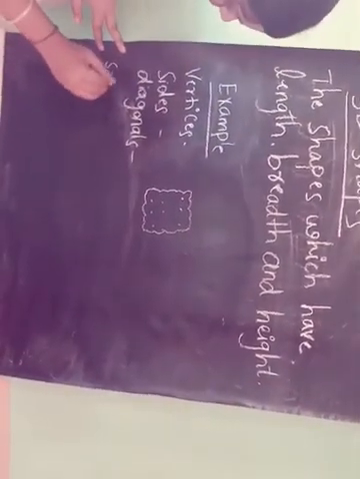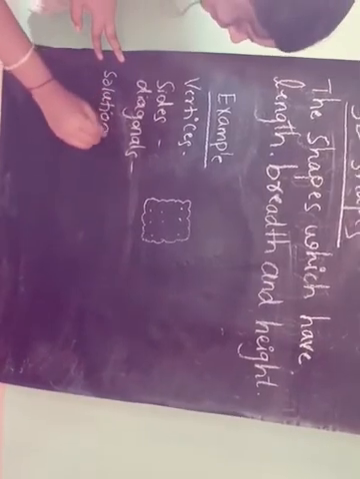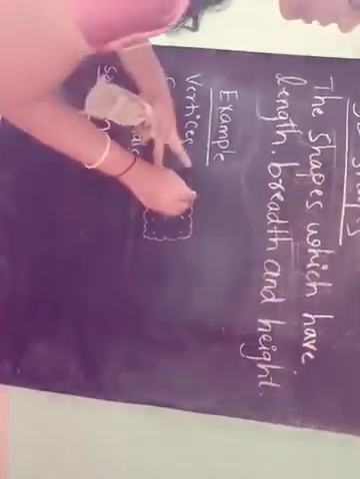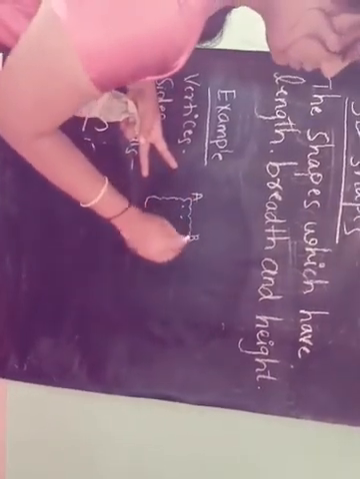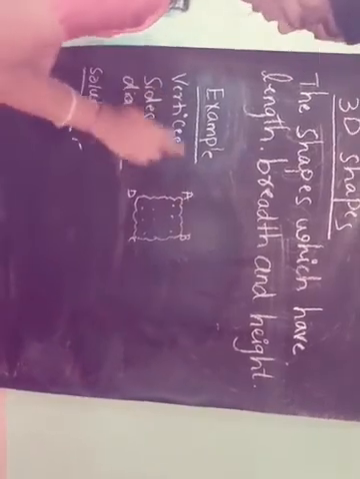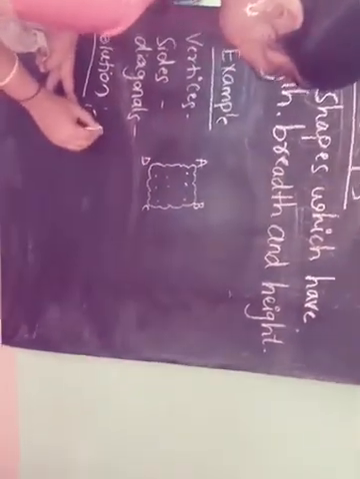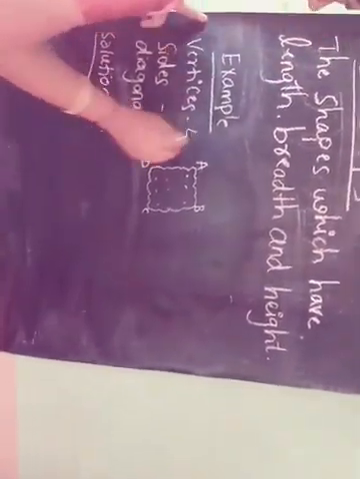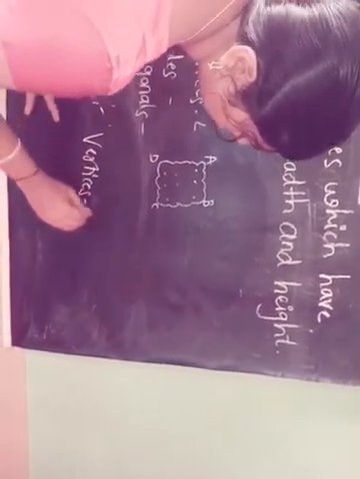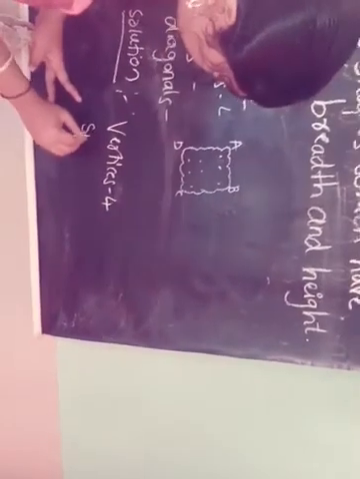How will you write? So, solution. Let me name it as A, B, C, D. So first, vertices. How many vertices? 4 vertices. Vertices are 4.